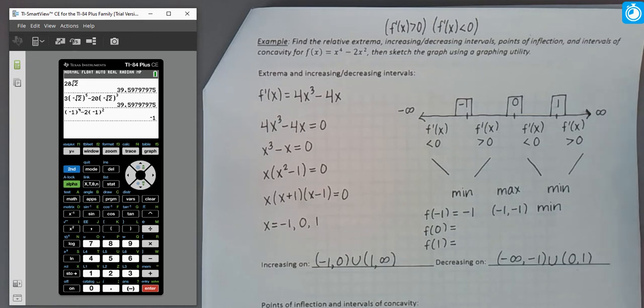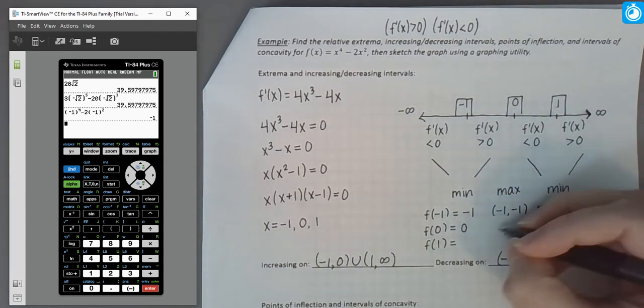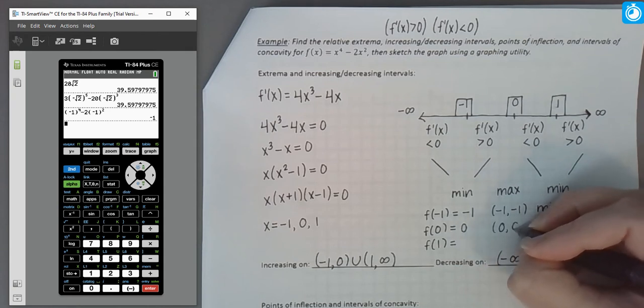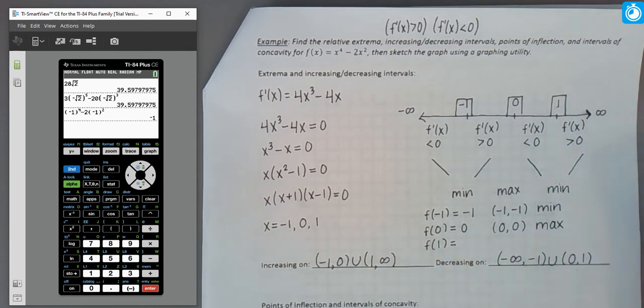Now when we substitute in 0, 0 to the 4th power is 0, 0 squared is 0, the whole thing evaluates to 0, so just 0, 0, which is a relative maximum. Now you may be thinking, you get an output of 0, how can that be a maximum? It just means it's higher than the other points around it. It doesn't mean it's the highest point on the graph.